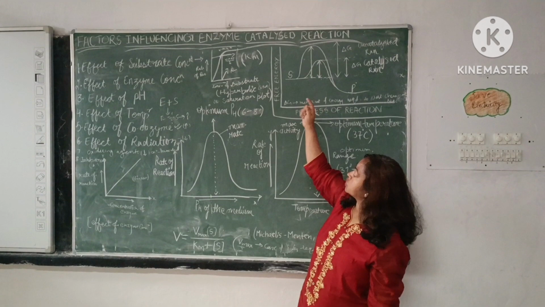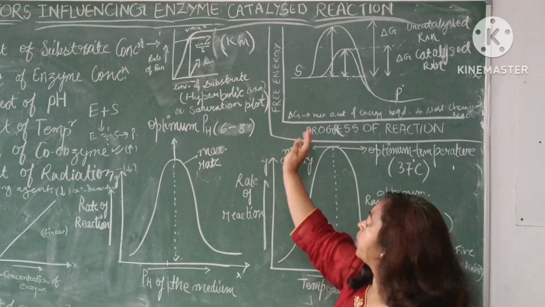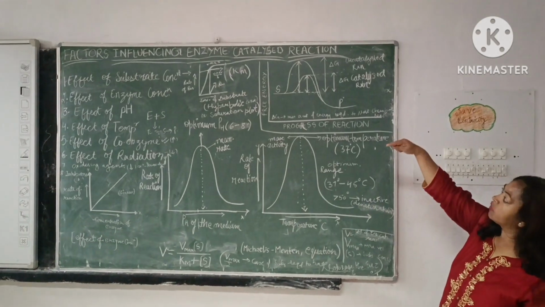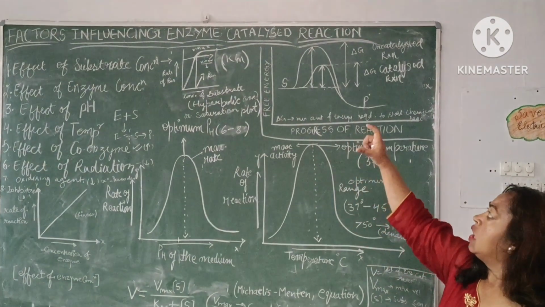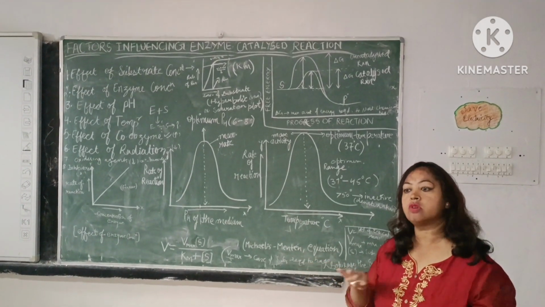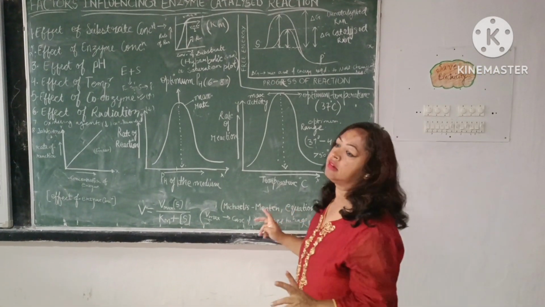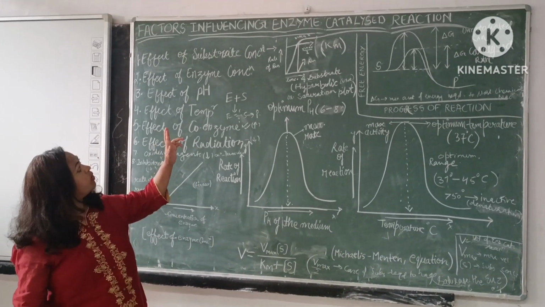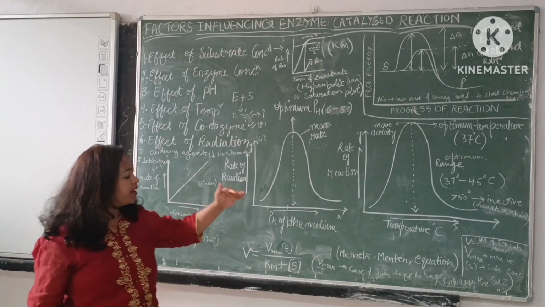So then we get a saturation curve, which is called a hyperbolic curve. It takes the shape of a hyperbola and it is also called a saturation plot because at one point, that is at Vmax, where the velocity is maximum, the substrate concentration will not affect the rate of reaction because all the active sites of enzymes are fully saturated with the substrate.